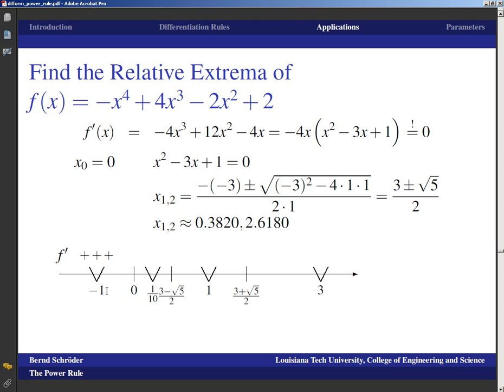Well, f prime is positive at negative 1, and that's most easily seen by just plugging it in. Negative 1 cubed is negative 1, so you get negative 4 times negative 1, which is 4. Negative 1 squared is 1, times 12 is 12, so you end up with 16, and then I don't care if the last term is negative or positive, it's either plus 4 or minus 4, and 16 plus or minus 4 ends up being positive, right?